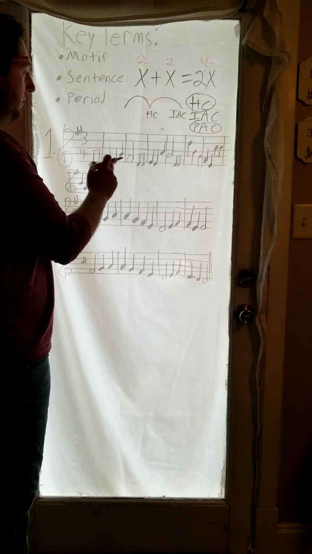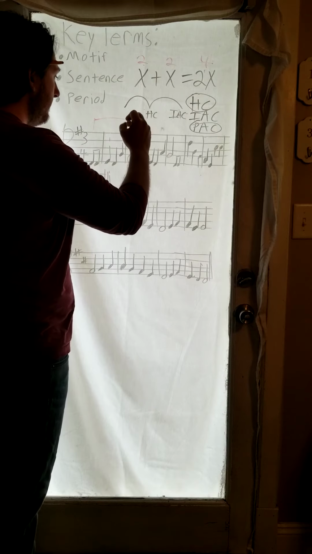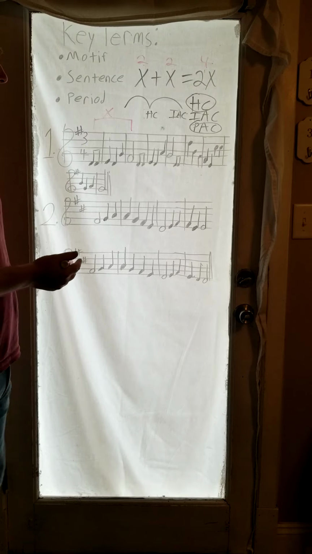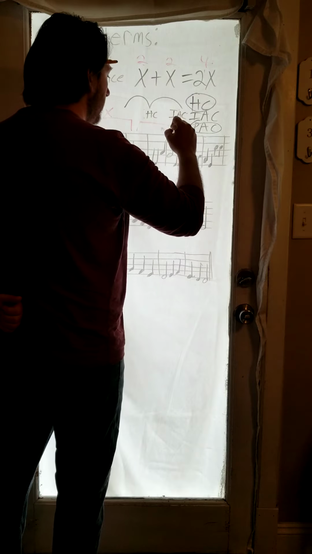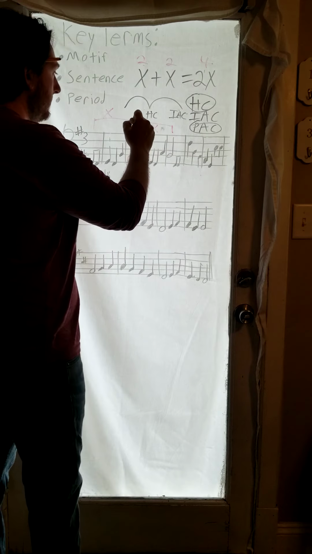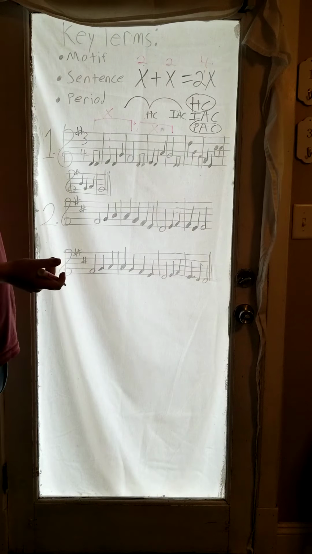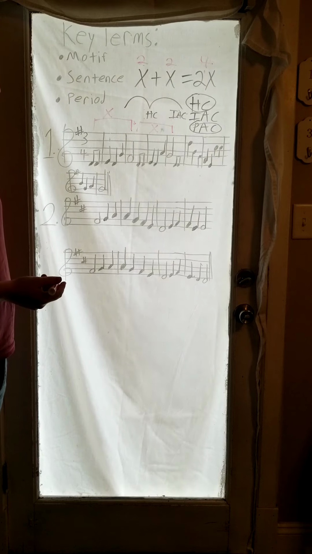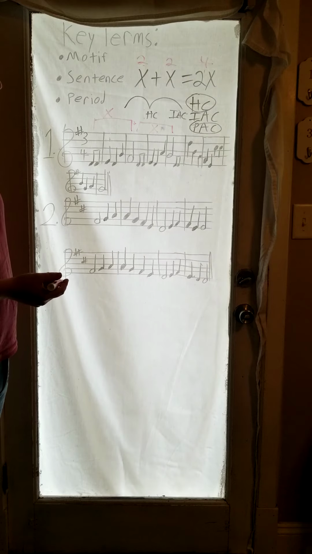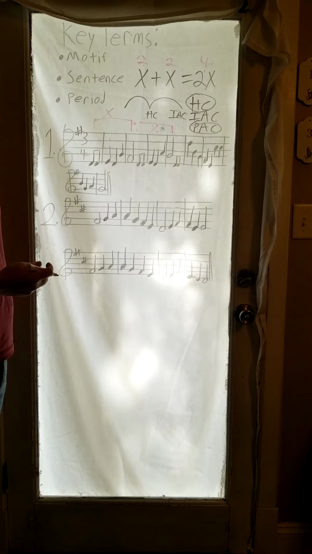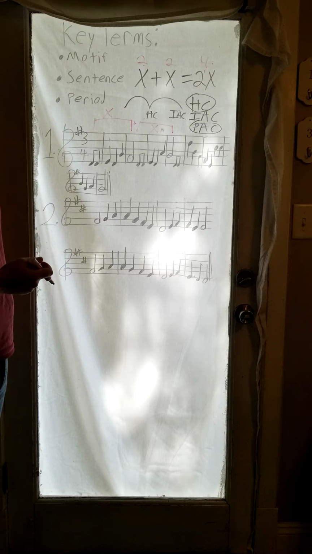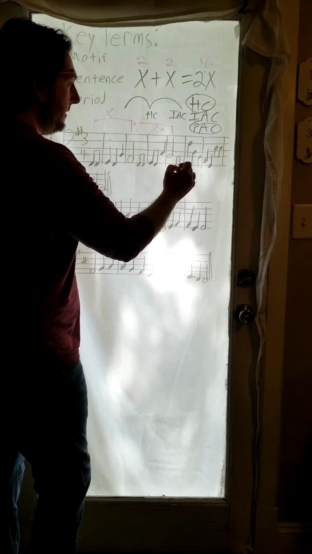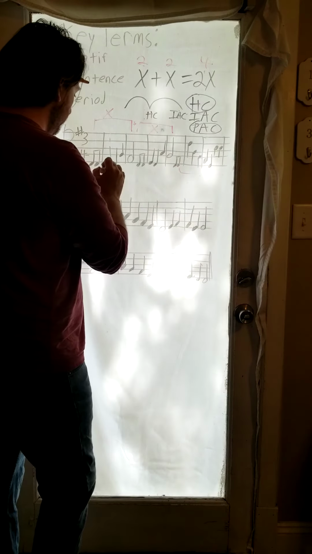So where's our first basic idea? It's the pickup into the half note. So right here is our first basic idea. We're going to call this X. Where's our second basic idea? Pick up to the next half note. There we go, right there. We call that another X. And where is our continuation to the cadence? It would be to the end. It's here and then finishing up here.